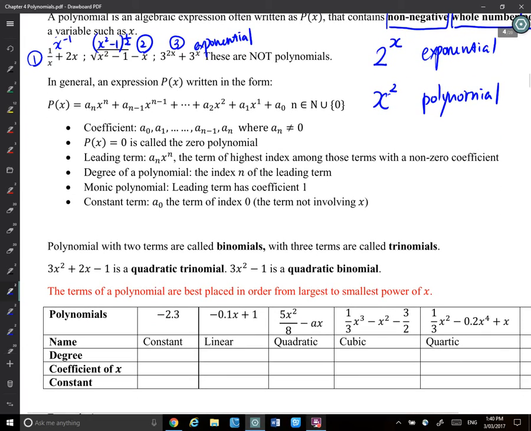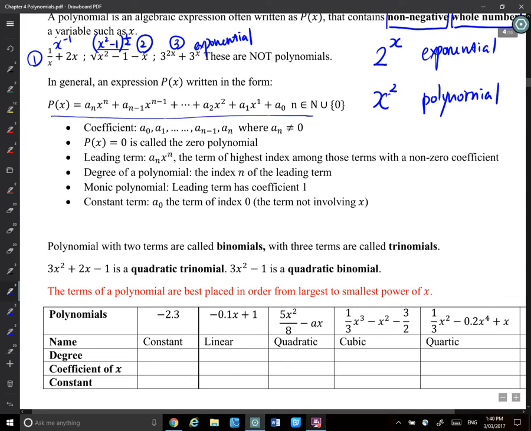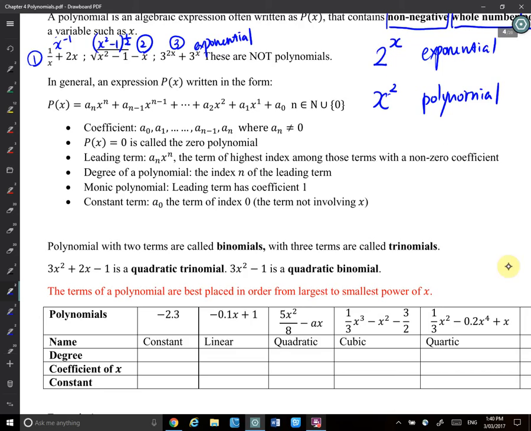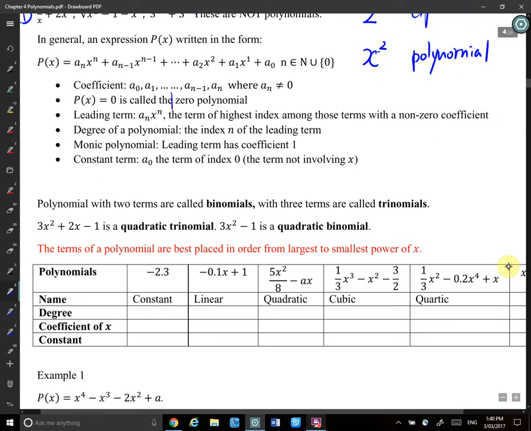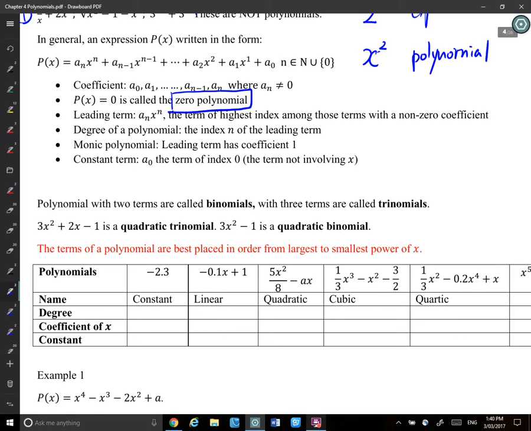In general, a polynomial can be written in that form. I don't care what that form is, it's just a really long expression. But all the a values are the coefficients. If P(x) equals 0, we call that the zero polynomial, and it's useless. Why would we want to know P(x) equals 0? But it's just a name. Okay, just a 0. That's the zero polynomial.